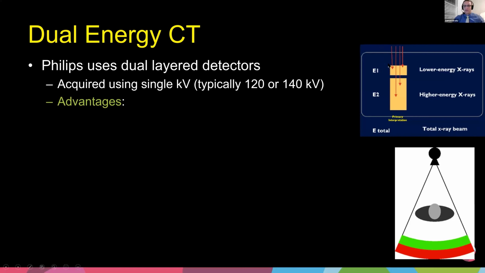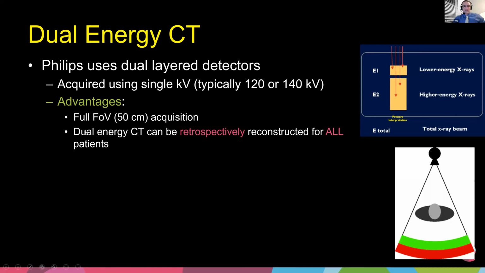And that is simply because the low energies attenuate in one, and higher energies are able to penetrate through. Once again, this is a single X-ray tube and single detector configuration, so you have full field of view capacity to image.